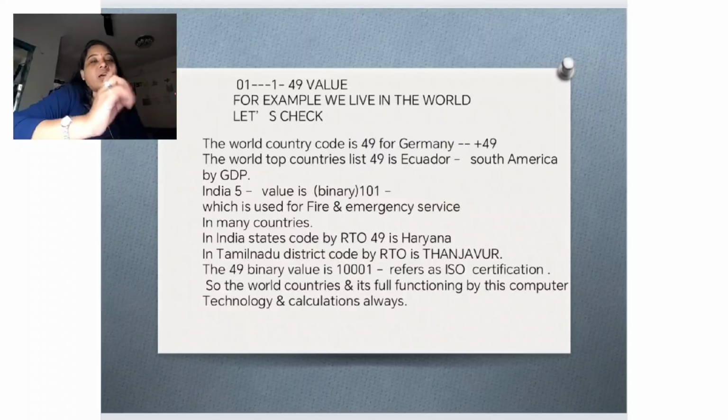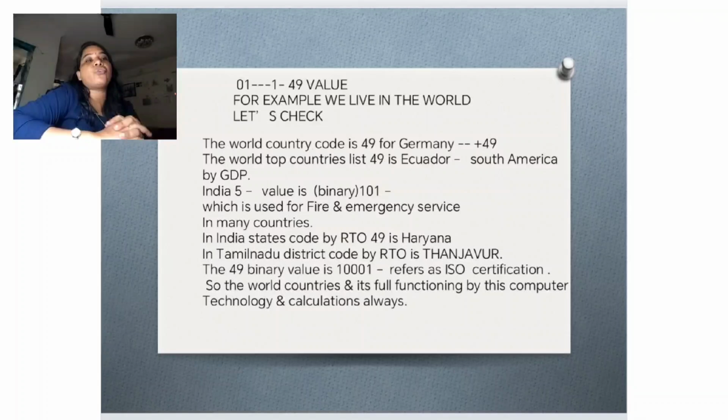If you take the number 1 in decimal, you get the ASCII value 49. That 49, if you search the world, the country is Germany. Another value, in India, is 5. The binary value of 5 is 101, which is used for fire and emergency. Let me show an example of calculating 5 using this binary methodology.